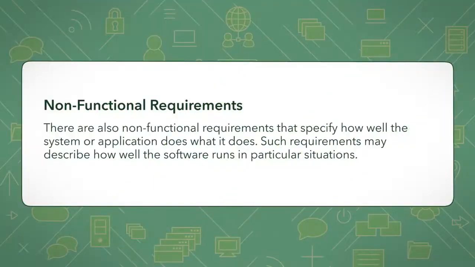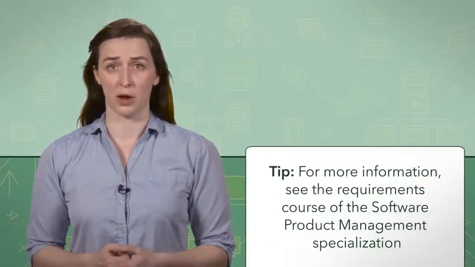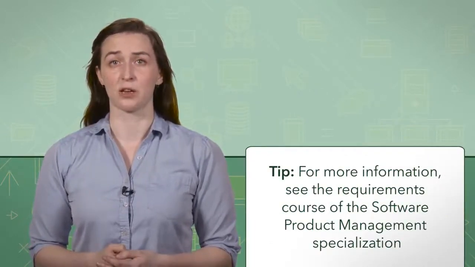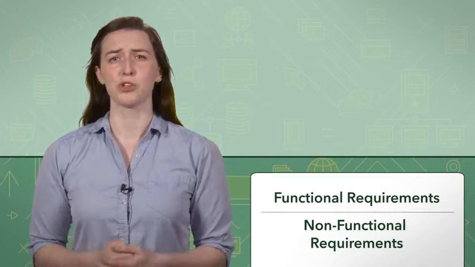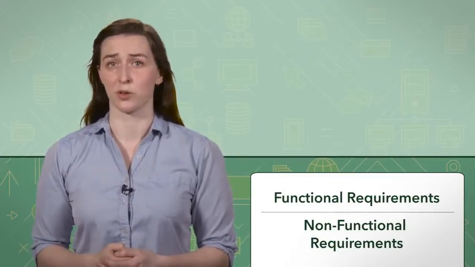Besides functional requirements, there are also non-functional requirements that specify how well the system or application does what it does. Such requirements may describe how well the software runs in particular situations. For example, the media app can have non-functional requirements to download a full-length movie at a specific speed and to play such a movie within a certain memory limit. Beyond correctness, other qualities to satisfy include performance, resource usage, and efficiency in terms that can be measured from the running software. Both functional and non-functional requirements are important to satisfy.